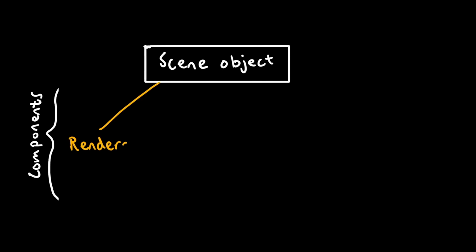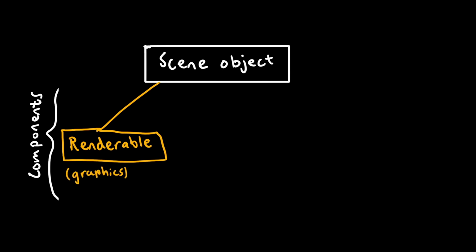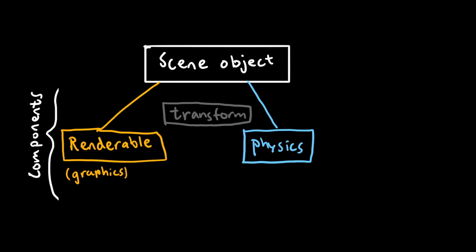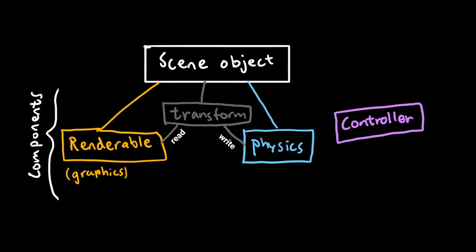The renderable component describes the graphics of the object, basically what shape it is and what color or texture it has. The physics component describes the physics behavior of the object. And the transform component describes the position, dimension and orientation. But it also acts as the link between the physics and graphics components by letting the physics component write to its data and the renderable component read its data. Finally, I have the controller component, which holds the input and output logic, whether it comes from a keyboard, mouse or a piece of code.